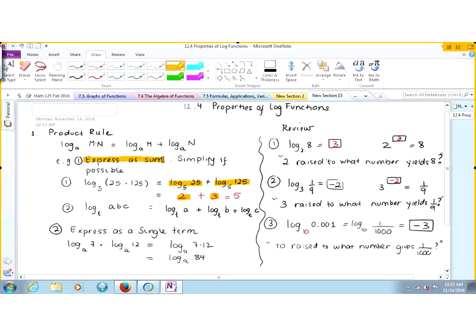So the first one is expressed as a sum. Here it is expressed as a single term. Now, this is called the product rule. We also have the quotient rule. That's coming up next.